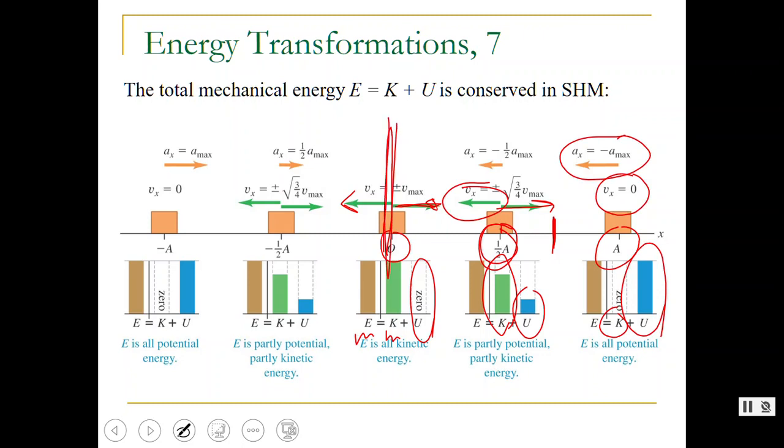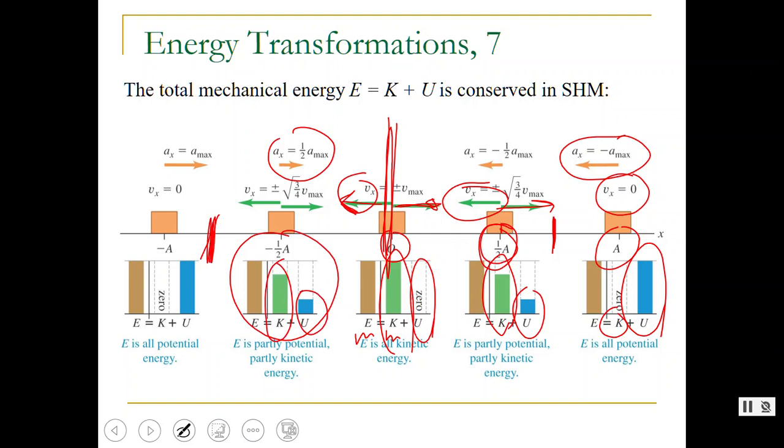When you pass the equilibrium position again, you're going to be at your maximum speed, but moving to the left. So you're going to be all kinetic. Then you're going to move past that position, and you're going to start to lose kinetic energy because you're moving to the left and your acceleration is to the right, so you're slowing down. When you're at negative 1/2 of the amplitude, you're going to be back to having 3/4 kinetic energy and 1/4 of your energy as potential. Once again, the point where kinetic and potential are equal is going to be over here at approximately 3/4 of the amplitude.